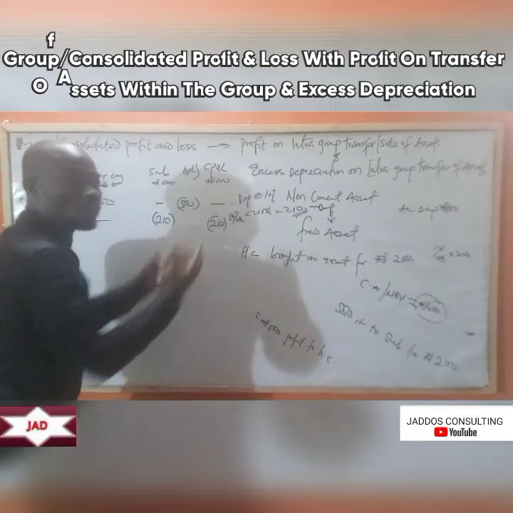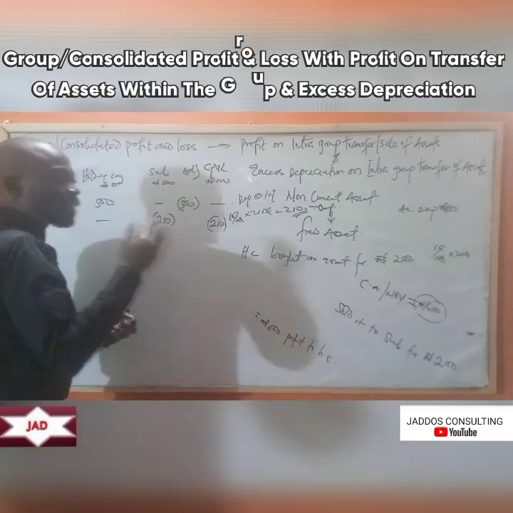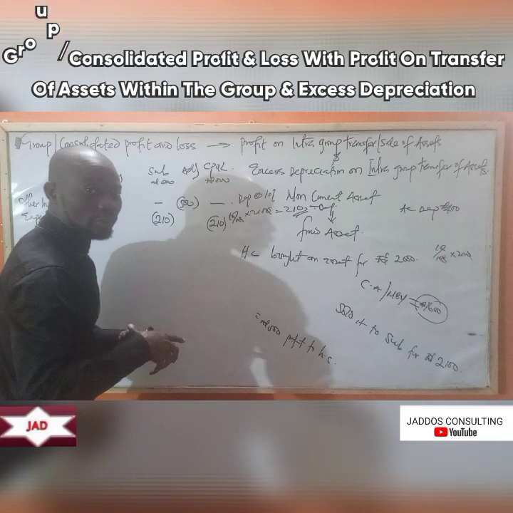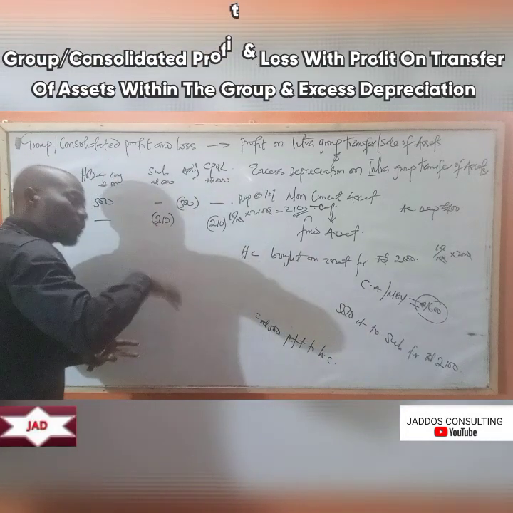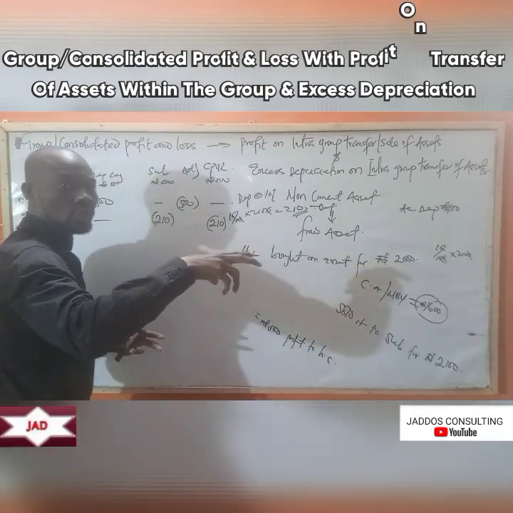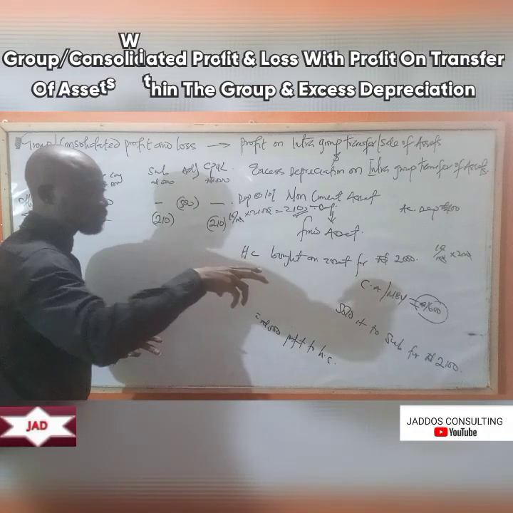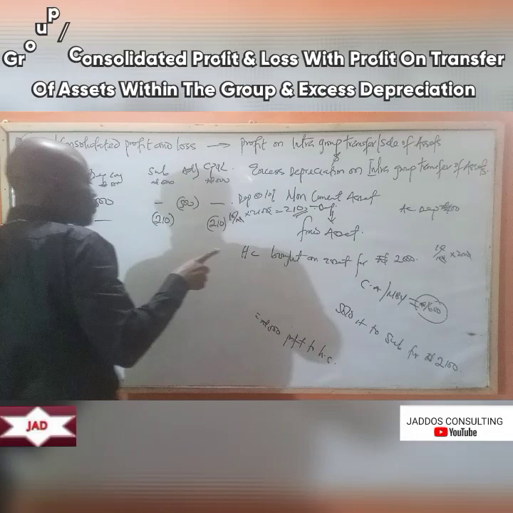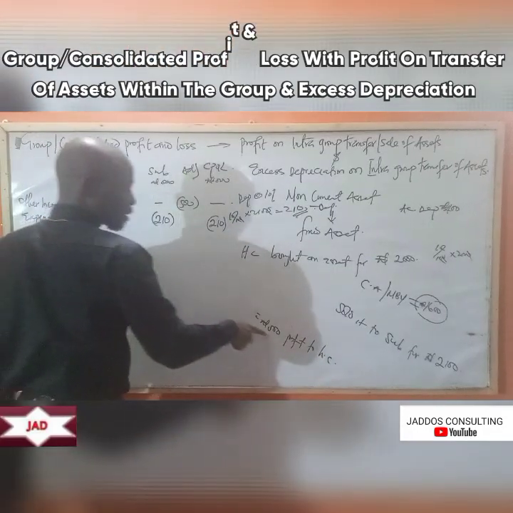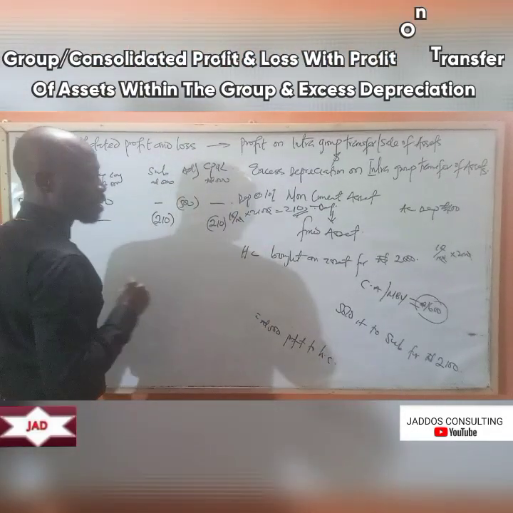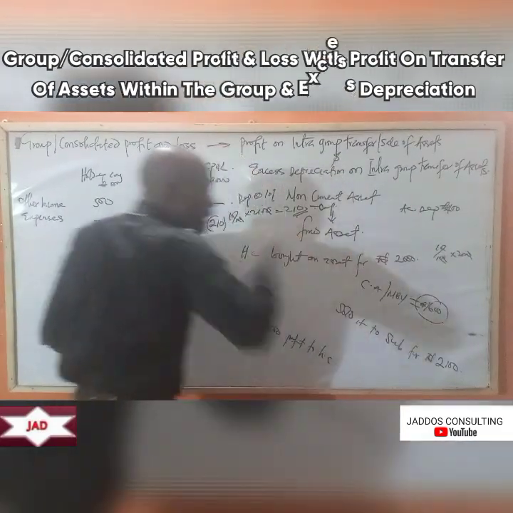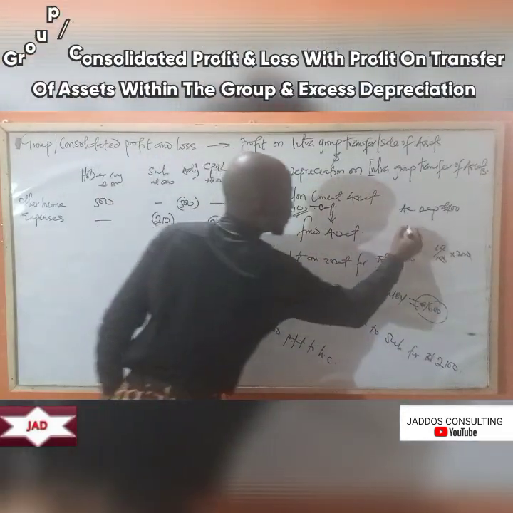Because at group level, we cannot sell to ourselves. So we're trying to take the asset back to its original cost, which is from the perspective of the holding company that first bought it. So by so doing, we have eliminated the profit. This is what we have done. But now, if it is going back to this, that means depreciation would have been 200.